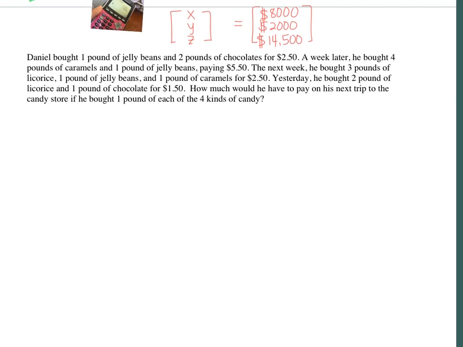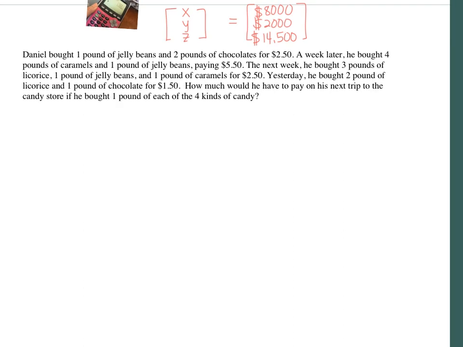All right, Daniel bought a pound of jelly beans, 2 pounds of chocolate, and a week later he bought 4 pounds of caramel and 1 pound of jelly beans. Then he bought 3 pounds of licorice, a pound of jelly beans, and a pound of caramels, and then 2 pounds of licorice, a pound of chocolate. How much will he have to pay for those 4 kinds of candy if he buys 1 of each?